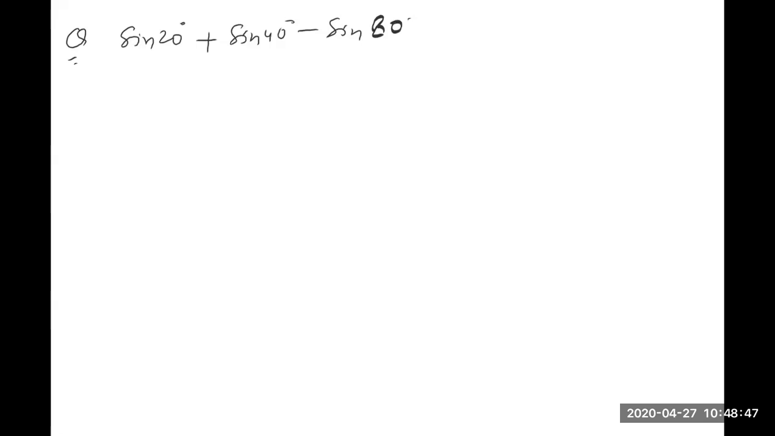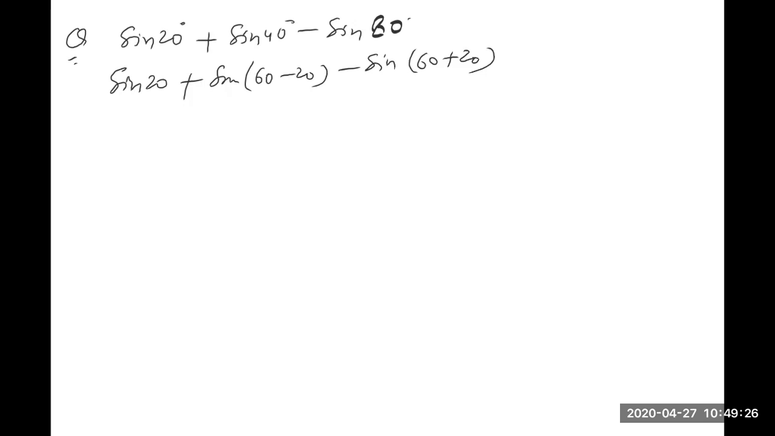Yeah, Teju, you can use transformation formulas, but I am going step by step. I have not explained transformation formulas, so I'm not using that, okay? Next you can solve by transformation formulas. So far I am concentrating on compound angles only. So like the previous question, you can write sine 20 plus sine of (60 minus 20) minus sine of (60 plus 20). 60 plus 20 is 80, 60 minus 20 is 40.